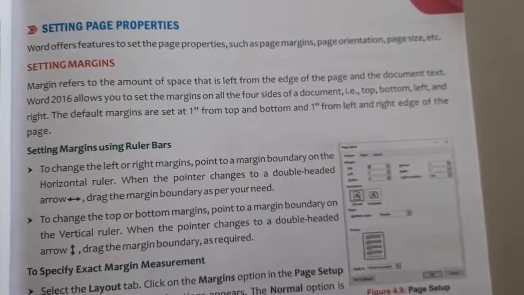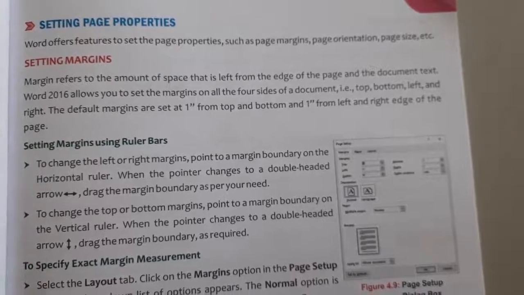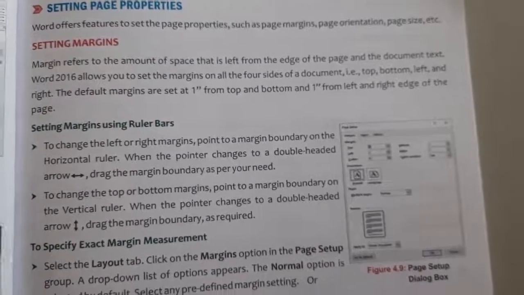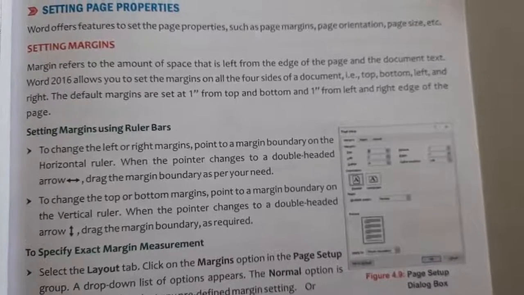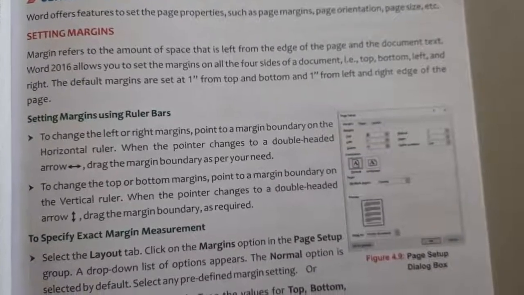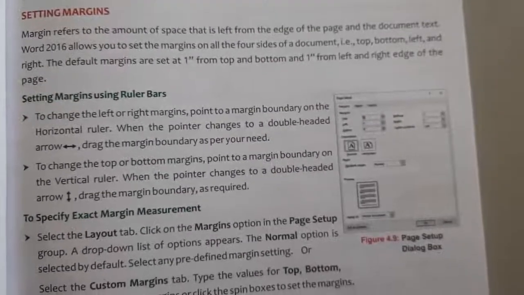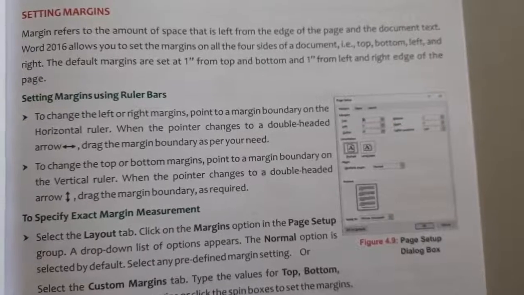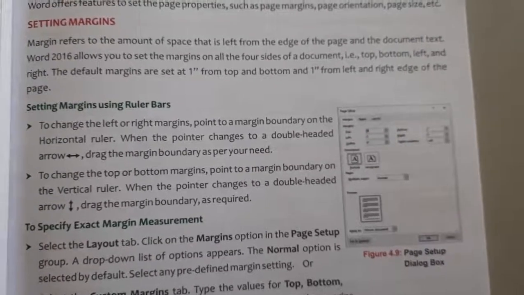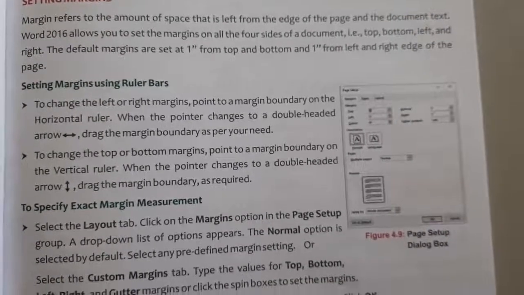So the next point is setting page properties. Word offers the feature to set the page properties such as page margin, page orientation, and page size. Setting margins means the amount of space that is left between the edge of the page and the document text. Word 2016 allows you to set the margin on all four sides of the document, that is top, bottom, left, and right. The default margins are set at 1 inch from the top and 1 inch from the left and right.